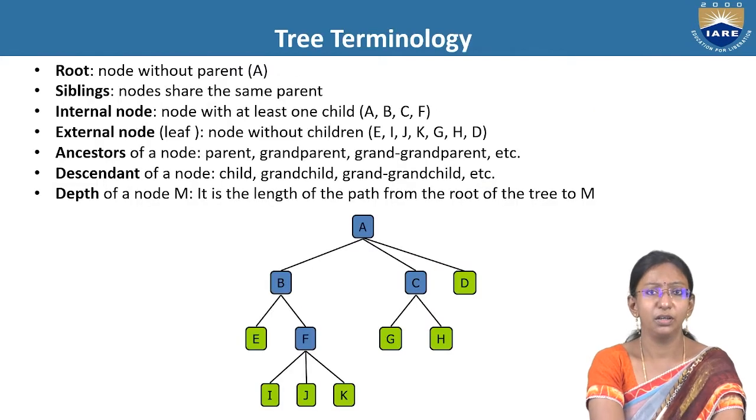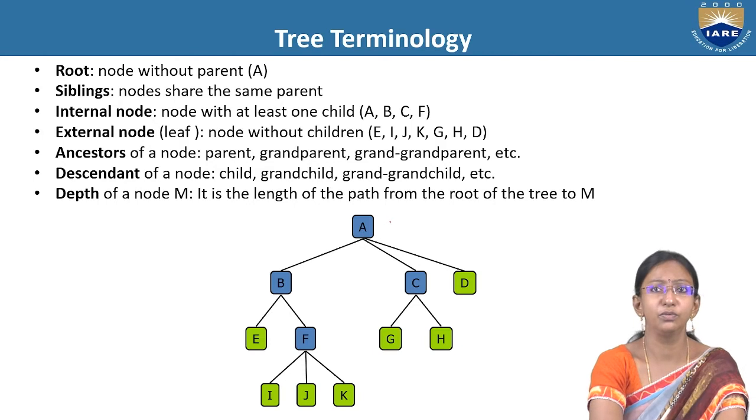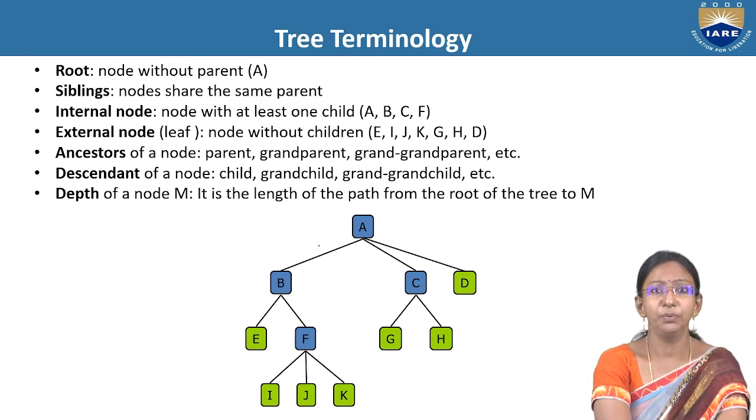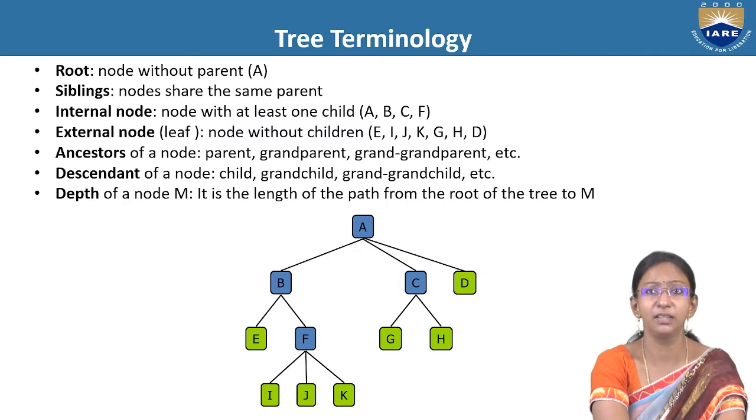Coming to the terminologies we use in trees, the root: a node which does not have a parent is the root node, right? A is the root node, which does not have any parent. Coming to siblings, the nodes which share the same parent are siblings. For example, B, C and D. All 3 have A as their parent. So you can call A the root, and the parent of B, C, D.